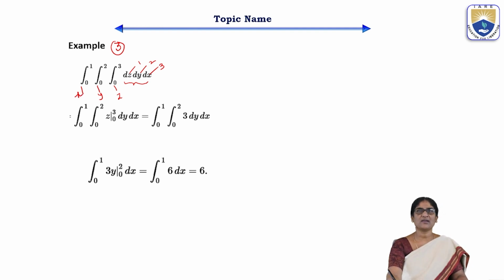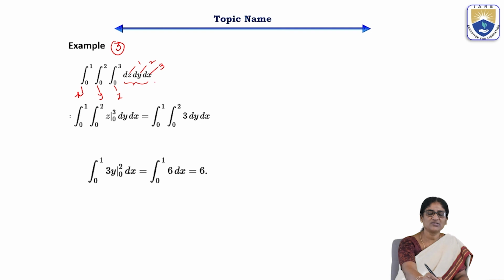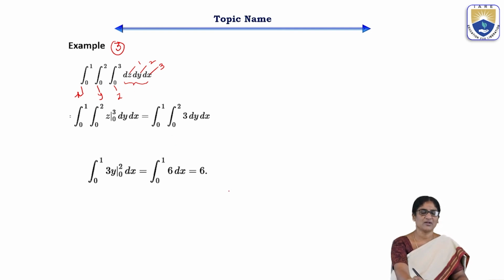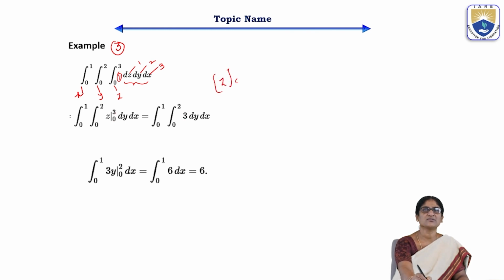So if all three are constant, we need to find out the order of the derivation that is there inside the function. The function is nothing but 1 here. So integral of dz is nothing but z, from 0 to 3. The upper limit is 3 and the lower limit is 0, which is nothing but 3.